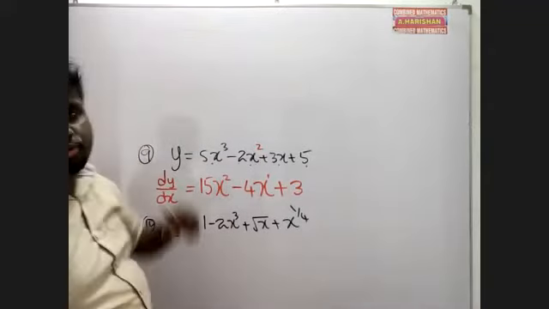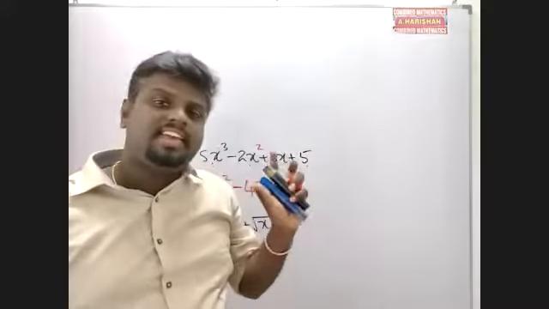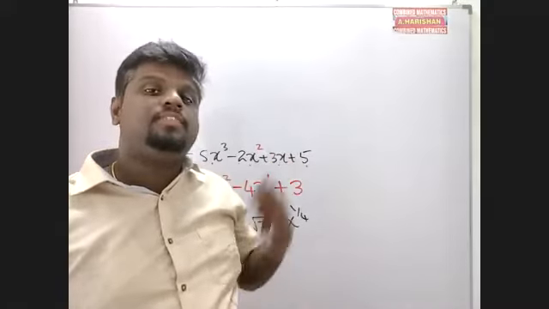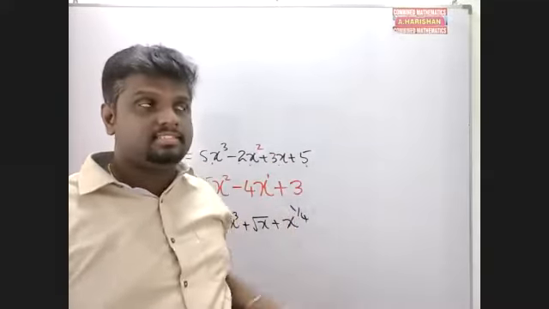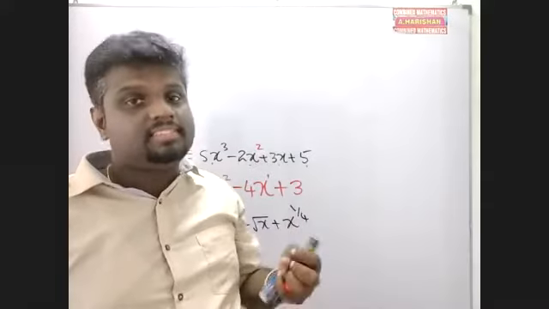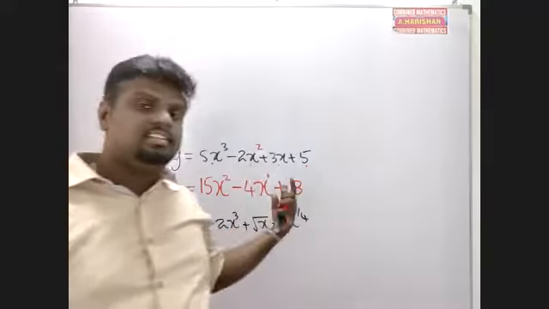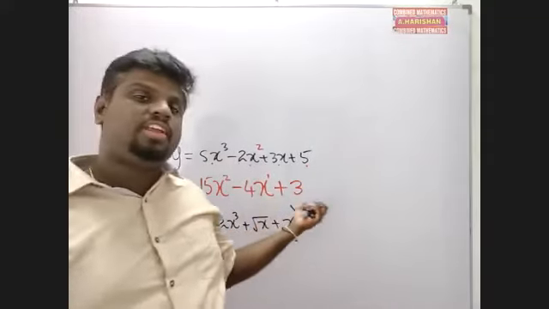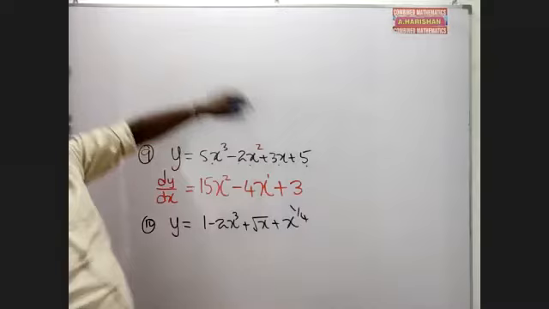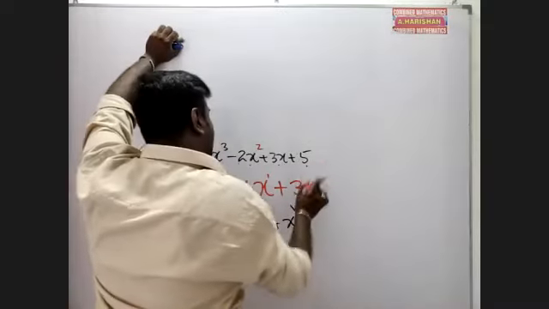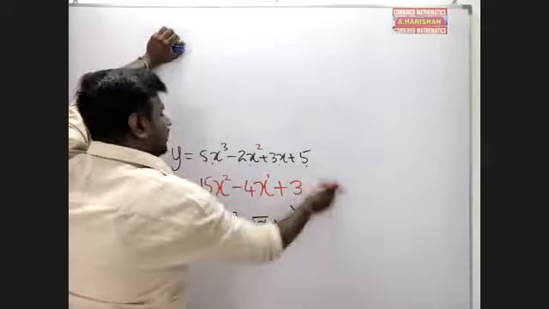Right? So you need to know now: if you differentiate 5x, the answer is 5. If you differentiate 6x, the answer is 6. If you differentiate 2000x, the answer is 2000. If you differentiate 8x, the answer is 8. If you differentiate minus 4x, the answer is minus 4. If you differentiate 3x, the answer is 3. If you differentiate 5 alone, 0. I don't need to explain more.